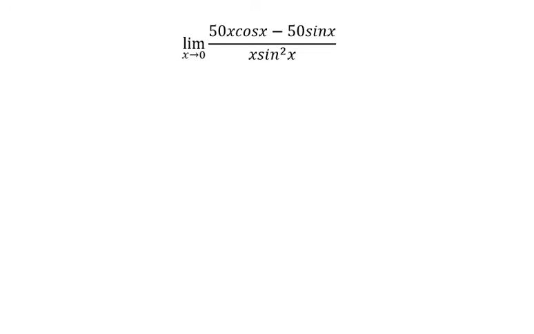The topic today is limit. We have the limit as x approaches 0 of (50x cosine x minus 50 sine x) over (x multiplied by sine x to the power of 2). So I will show the technique how to answer the question.